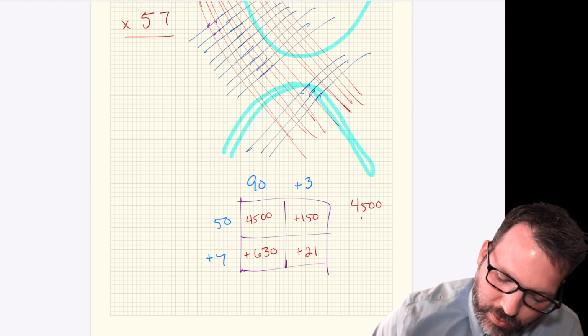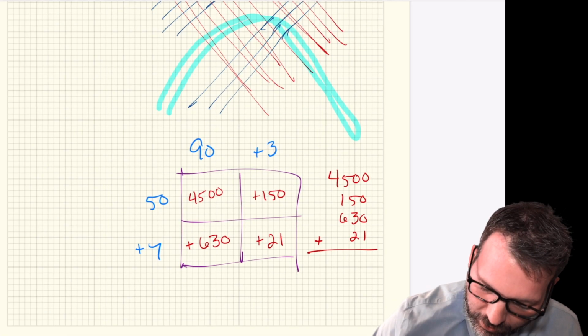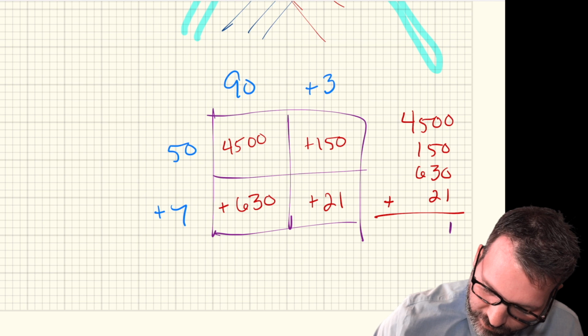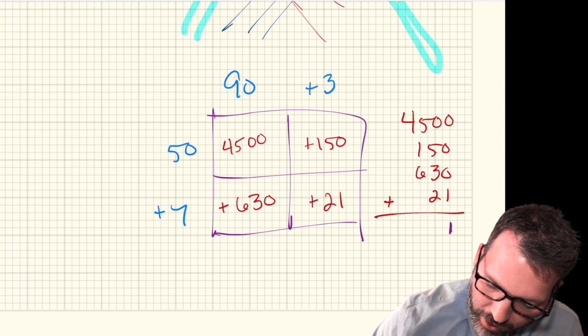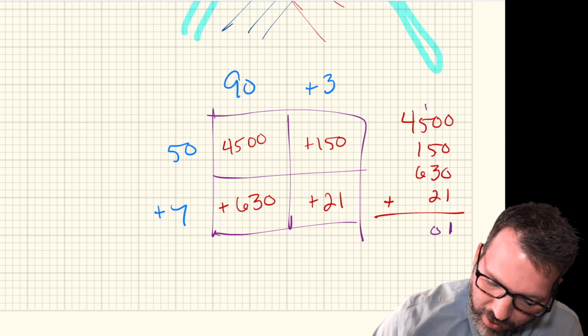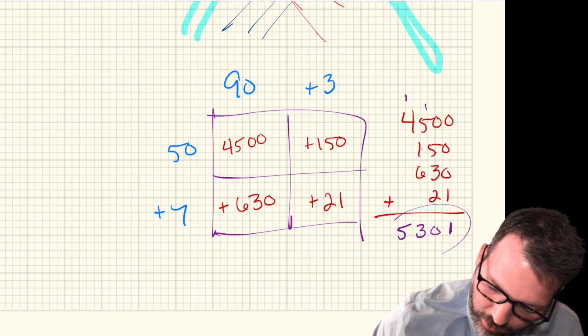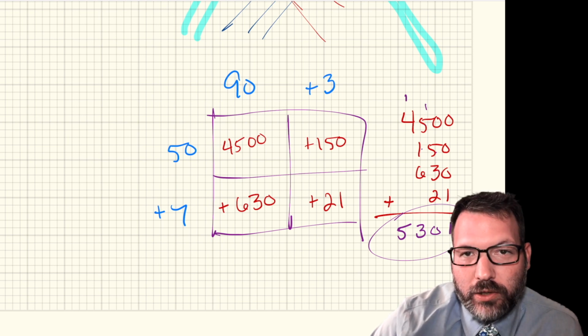And as I write these partial products down, I do have some carrying to do. I'm not trying to tell you that this algorithm completely gets rid of carrying, but I just have the 1 there. 5, 3, 8, plus 2 makes 10, carry another 1. 1 and 5 and 1 makes 7, plus 6 makes 13, carry another 1. And so I get a product of 5,301.